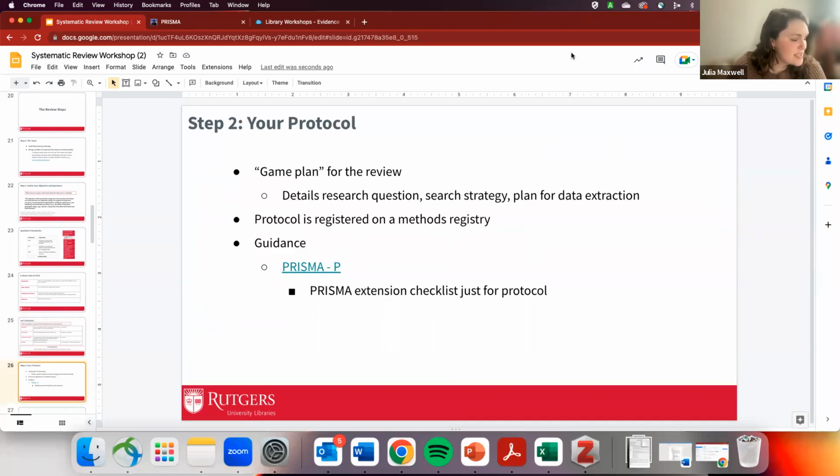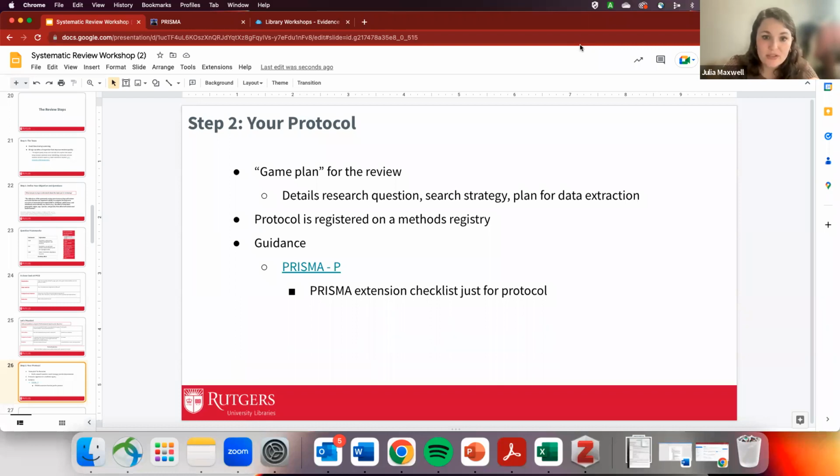All right. Second step in a review is to write your protocol. Your protocol is your game plan for your review. It's not a full paper, but it does take some time because it requires you to walk through all of the steps and plans that you've made for your review. So it details your research question. You usually include one search strategy for one database, so that you show that you have a plan for how you're going to look for the sources that you're going to use, and a plan for data extraction.